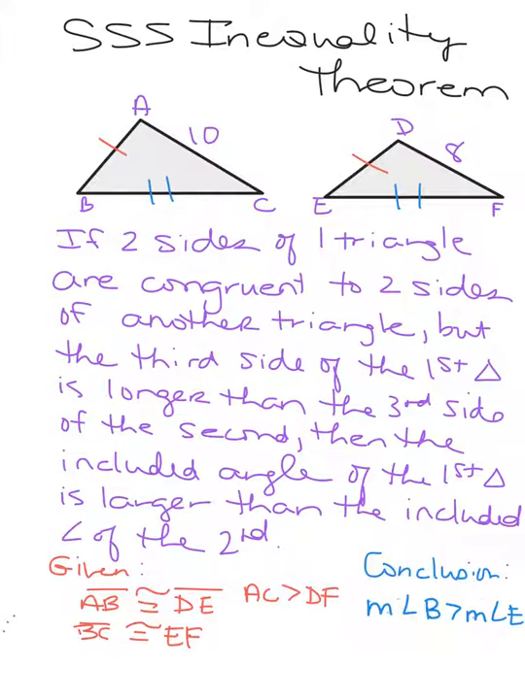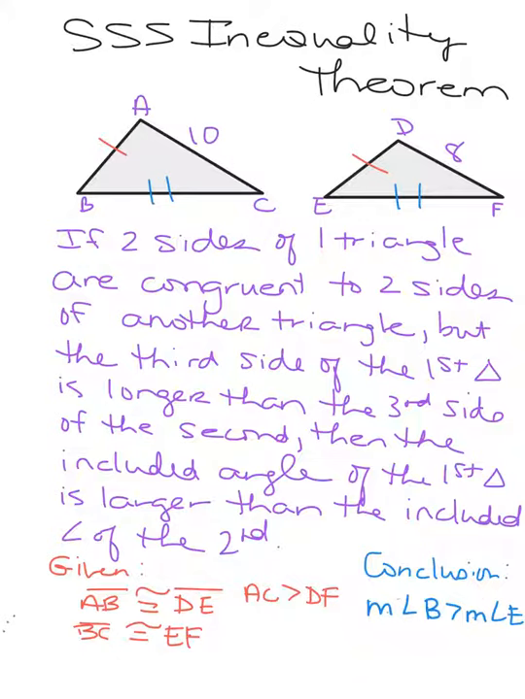Now we have a similar idea in the side inequality theorem. So the wording says if two sides of one triangle are congruent to two sides of another triangle, so that's the same as the SAS inequality theorem. Two of the sides are congruent, but the third side of the first triangle is longer than the third side of the second, then the included angle of the first triangle is larger than the included angle of the second. So for instance, let's look at our diagram.